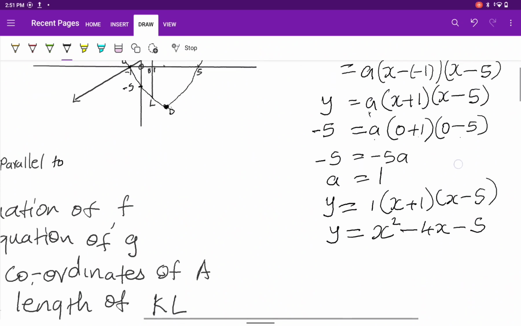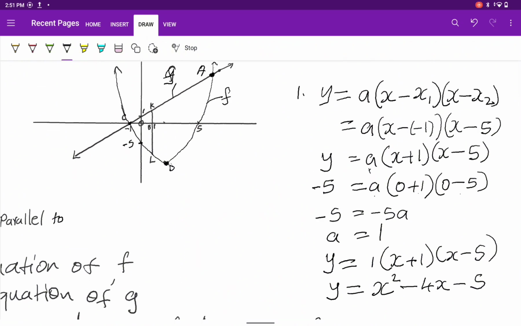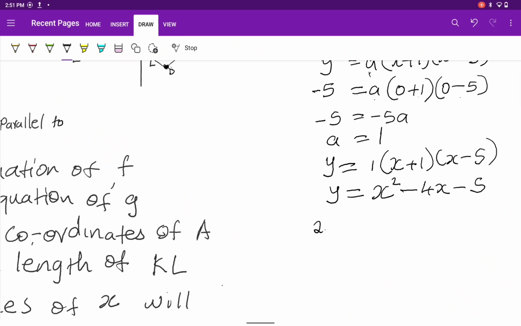Now number 2, we want the equation of g. There are many ways to get the equation of g, because g is our straight line. We have the x-intercept and y-intercept, so we can simply say y divided by the y-intercept plus x divided by the x-intercept equals 1. This simply gives us y equals, this is negative x, when we take it to the other side it will be positive x plus 1.